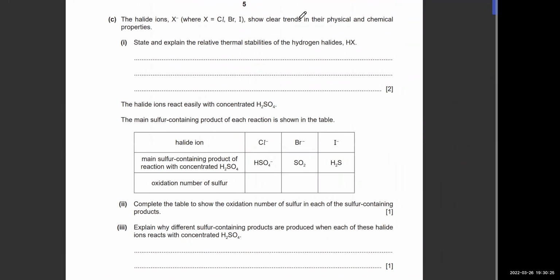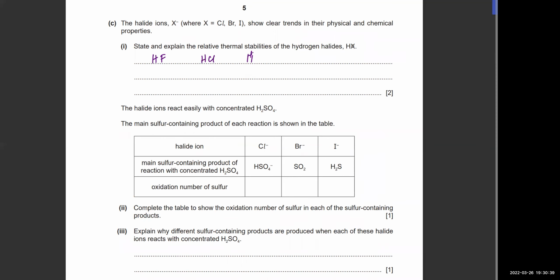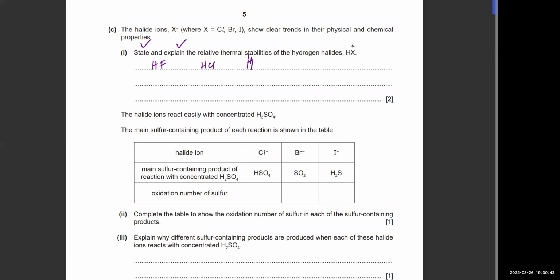So this one: show clear trends in the physical and chemical state. Explain the relative thermal stabilities of the hydrogen halides. Which bond is the weakest? HF they haven't mentioned. HCl, HI. And the state part is done. What's the explanation? This is the weakest bond, right? What's the explanation?